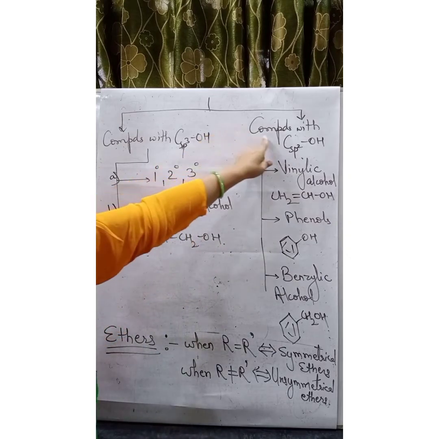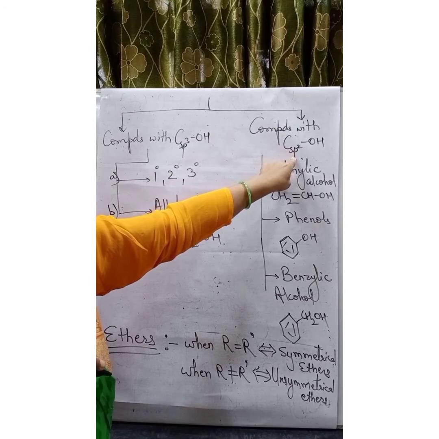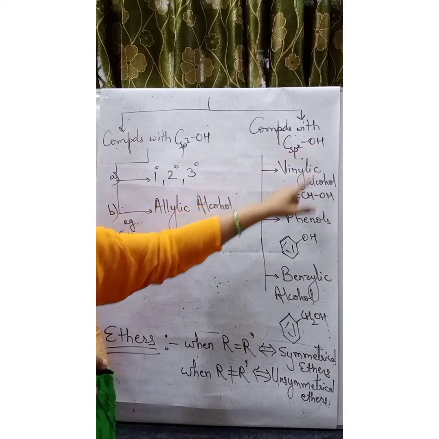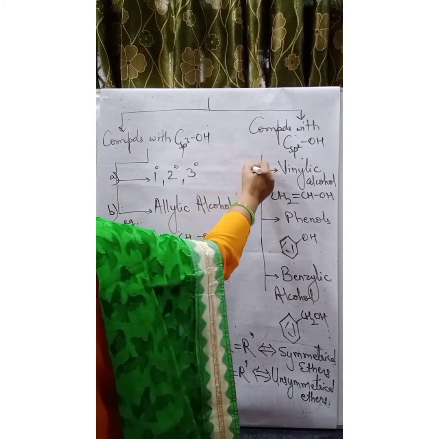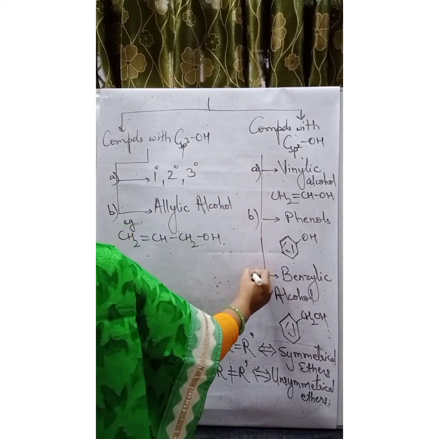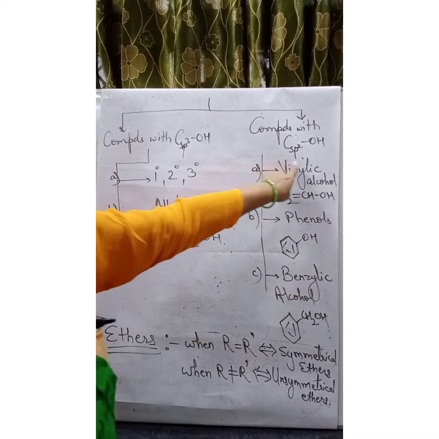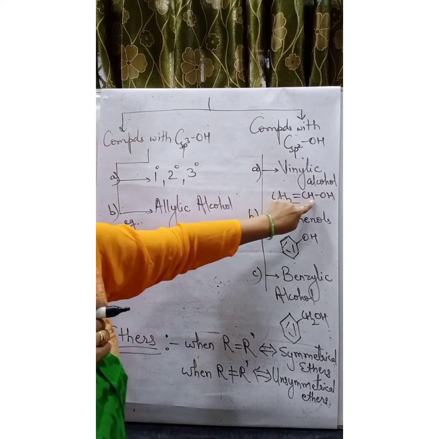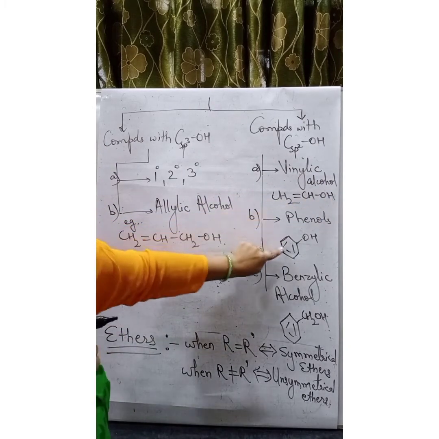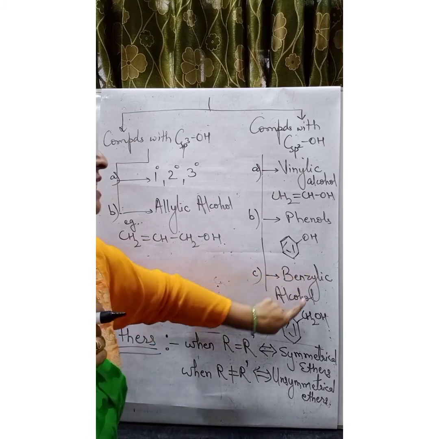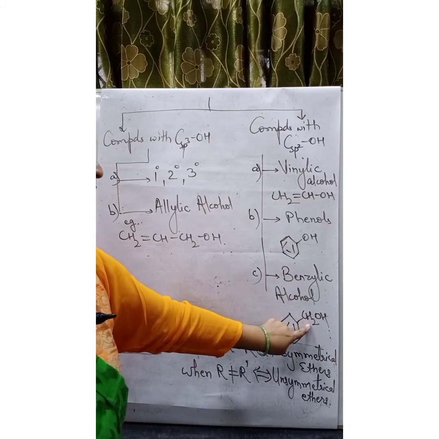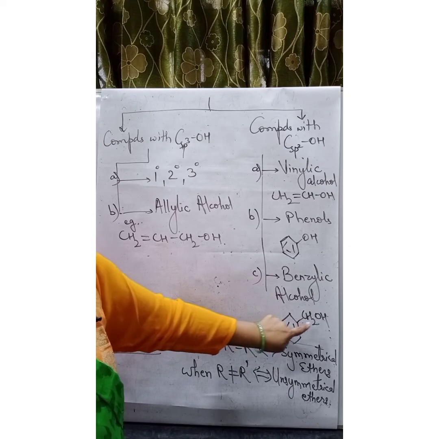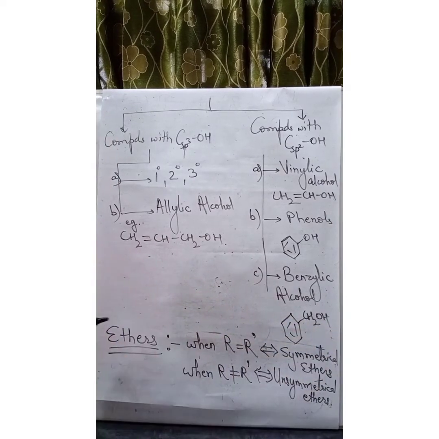Now the compounds containing sp2 hybridized carbon attached to oxygen can be further classified into three categories. The first one is vinylic alcohol, where OH group is attached to vinyl group. Phenols and benzylic alcohol, benzene ring and CH2 group is known as benzyl group and OH is attached to it.